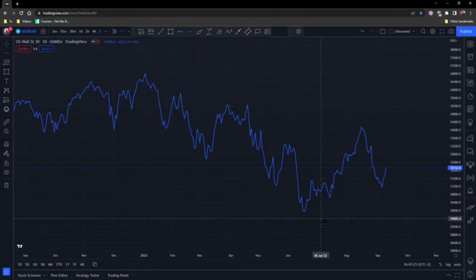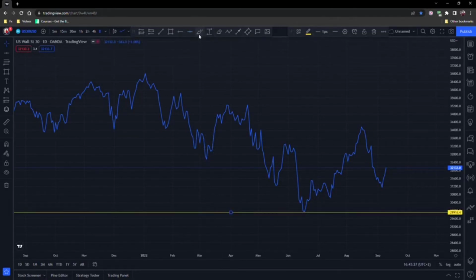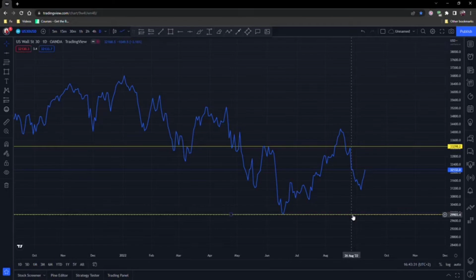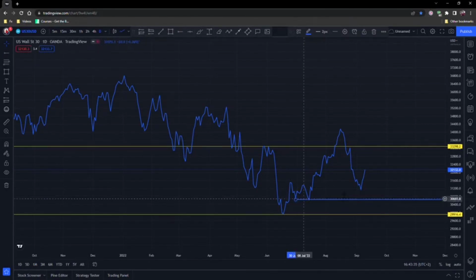Looking at US30, and we are gonna plot our low and we are gonna plot our high for the week. This area is also a low area that the market might come for a retest.